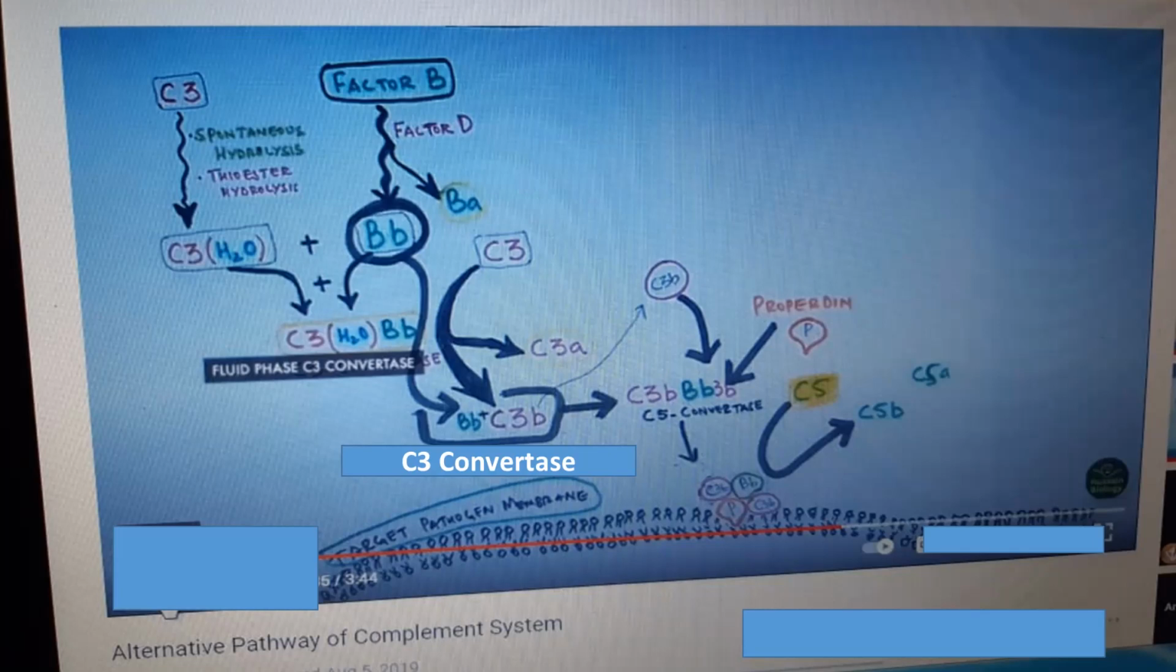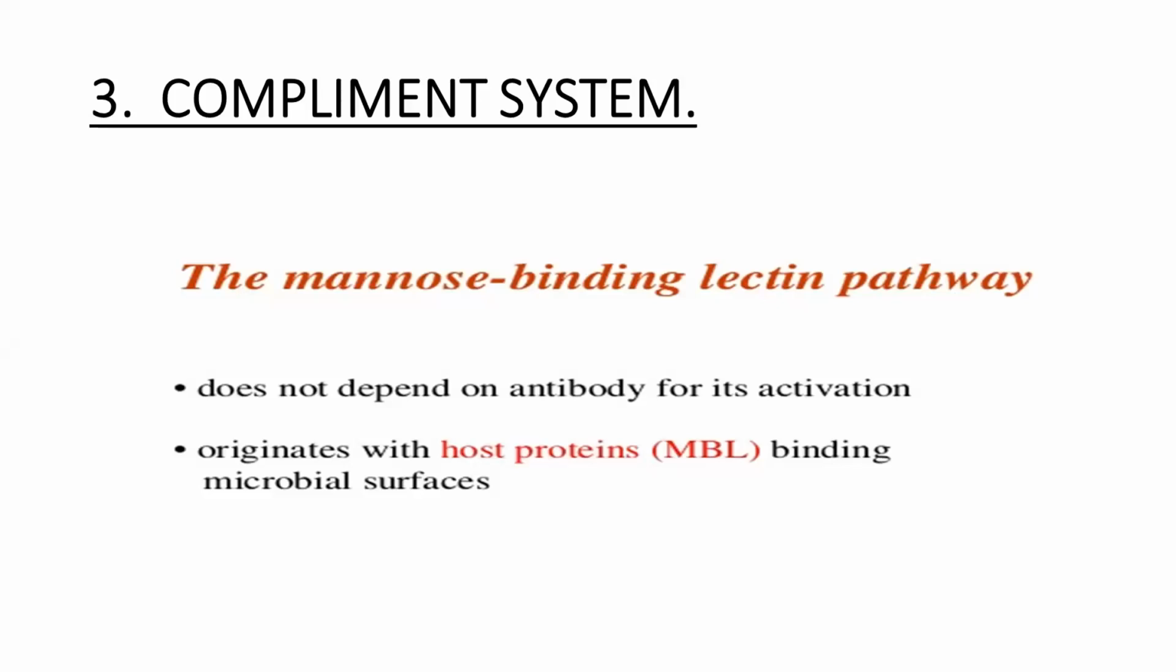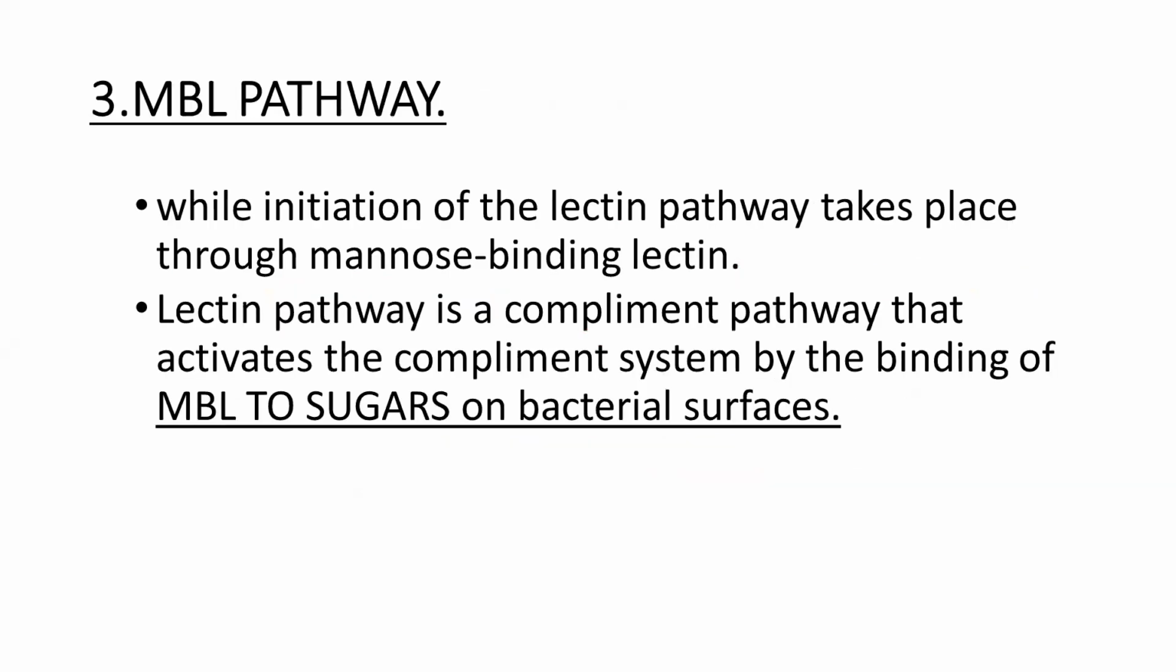C5a goes away and the anaphylatoxins won't take part in these cascades. This C5b is left, which combines with 6, 7, 8, and 9 and forms the complex which is known as MAC complex, membrane attack complex, which ultimately forms on the surface of the cell of the pathogens. It pores the membrane of these pathogens, and hence the lysis or the death of the cell will take place. This was the alternate pathway.